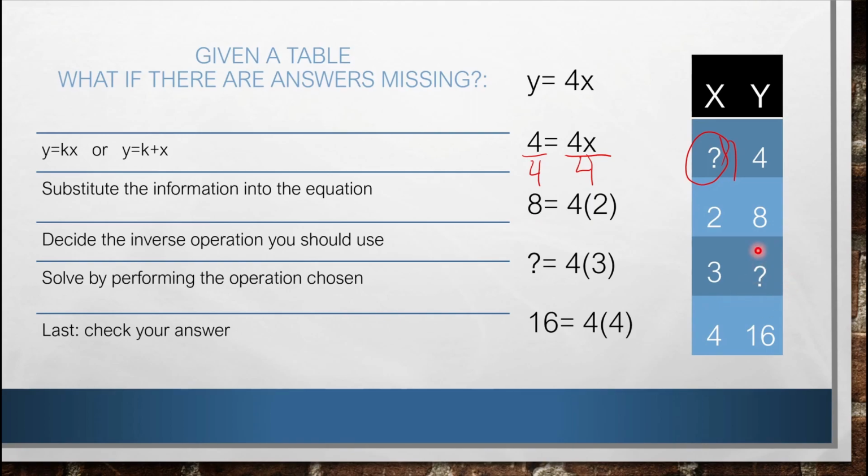Oh, but this next one, we do not know what it is. So of course, with our one-step equation, we can simply just multiply. So we know that 4 multiplied by 3 is 12. So you substitute the information into the equation. Decide what the inverse operation should be. Solve by performing the operation chosen. Last, you need to check your answer. That's the for sure way.